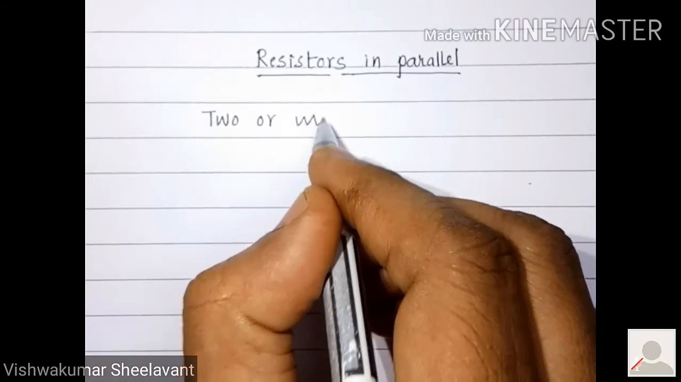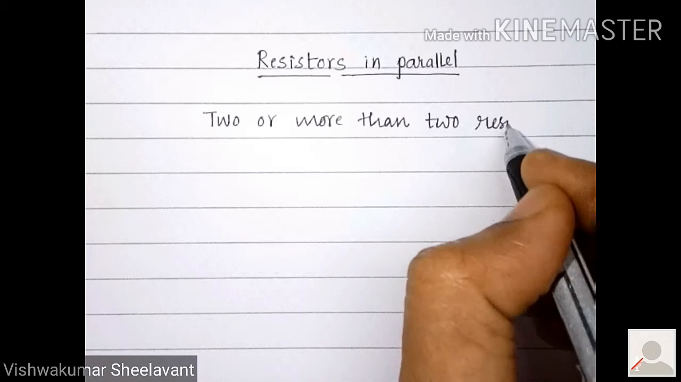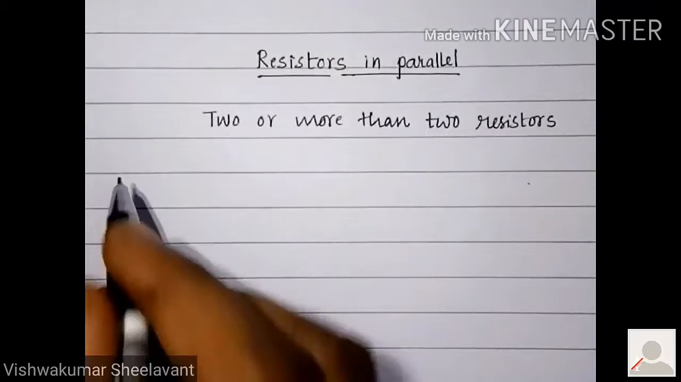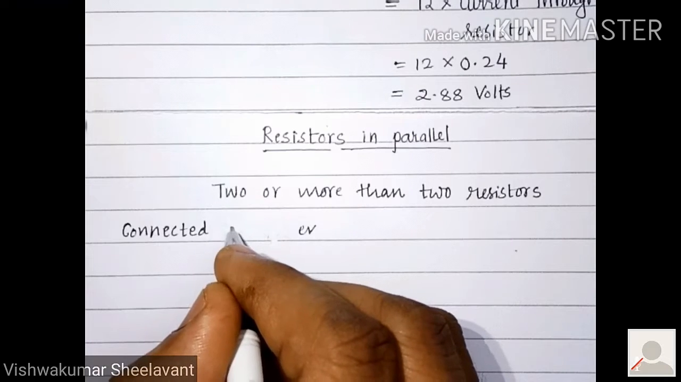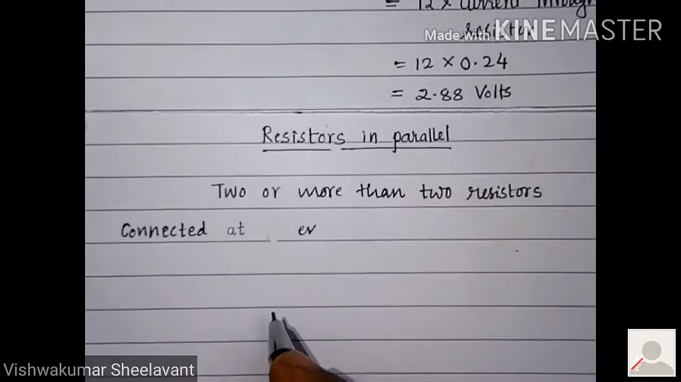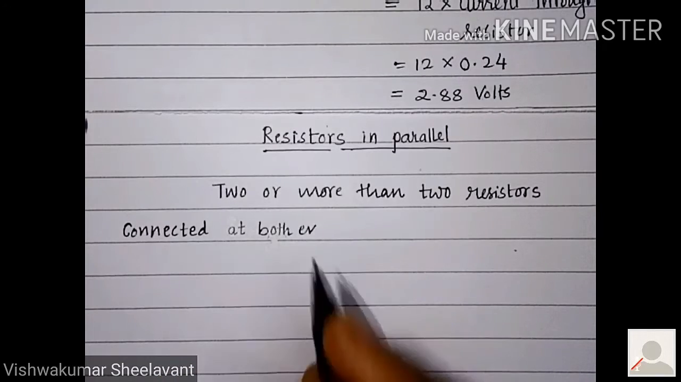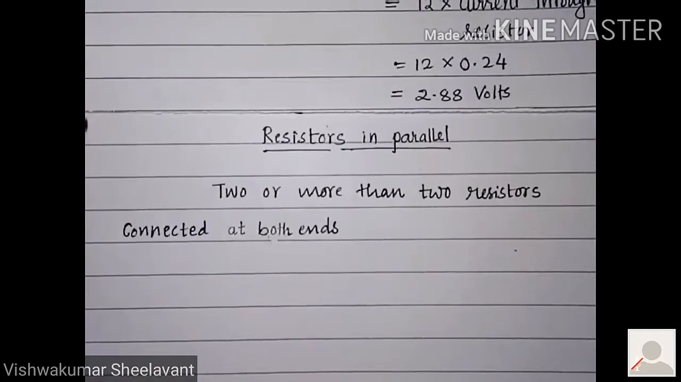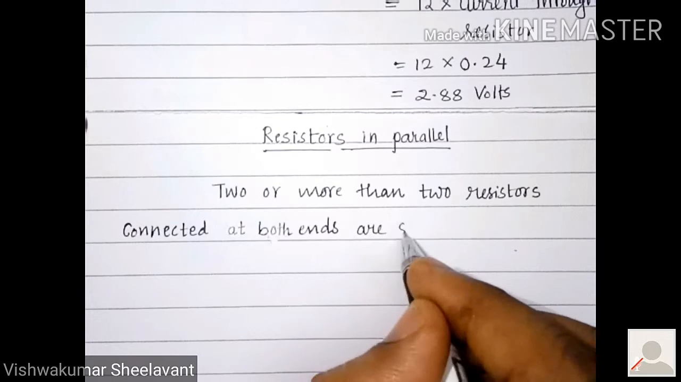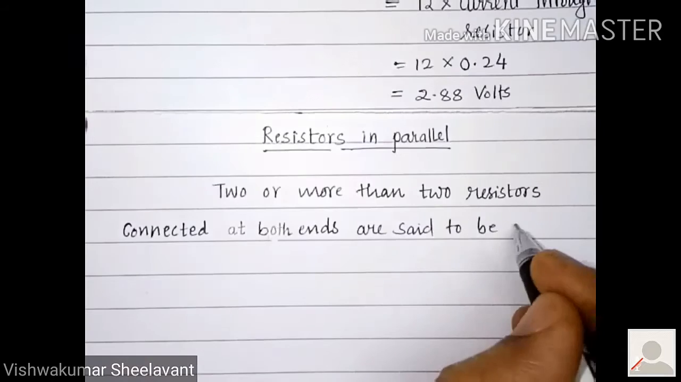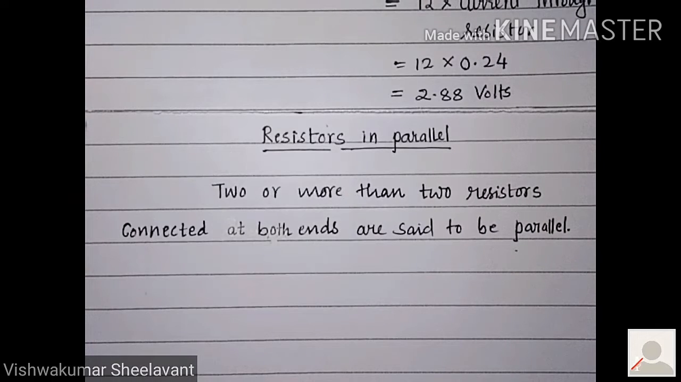Two or more than two resistors connected at both ends are said to be in parallel. Okay.